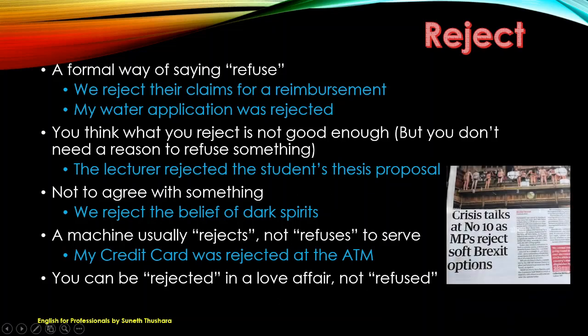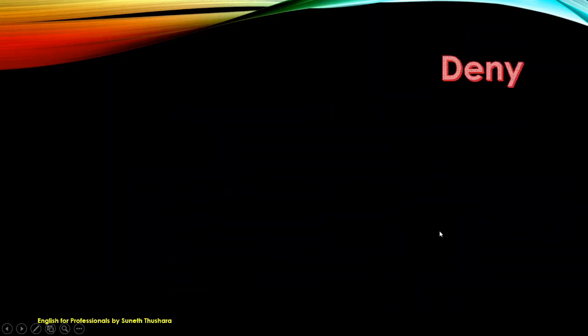Now here you see a paper article: Crisis talks at number 10 as MPs reject soft Brexit options. So can you see? It is a formal way of saying refusing. And why do MPs reject? Because they have their own reasons.